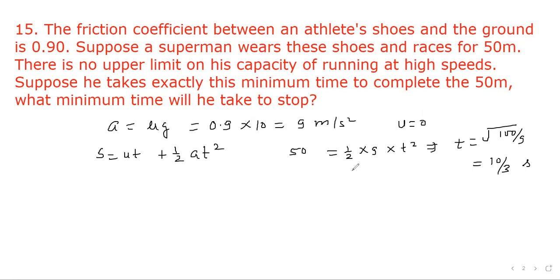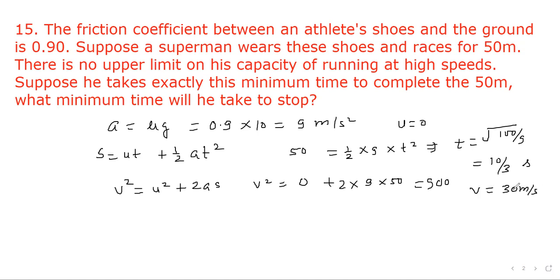Now we have to find out the minimum time to stop. So let's find out the speed of the athlete at this point. We apply the formula v square equal to u square plus 2as. So v square equals, starting from rest, 0 plus 2 into a, which is 9, into s, which is 50. So this is 900, and we get v equal to 30 meter per second.